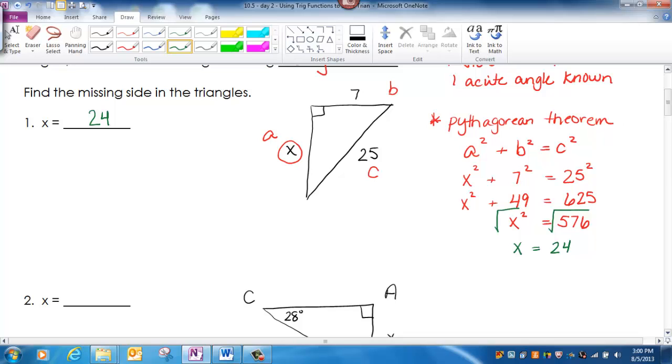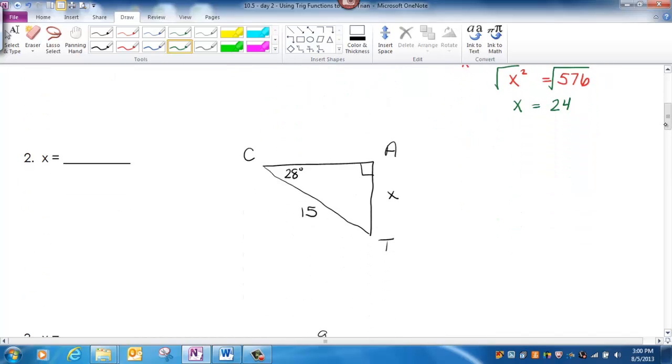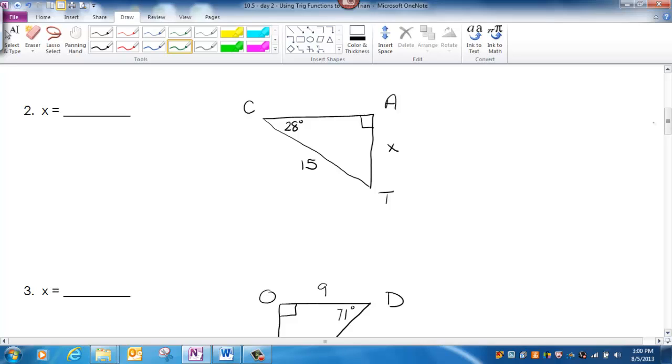Okay, number two. Okay, we want to find x. And this time we have one angle measure that we know and one side that we know. So in this case we're going to use what we know about trig. So let me write SOHCAHTOA here. Sine is opposite over hypotenuse, cosine is adjacent over hypotenuse, and tangent is opposite over adjacent.